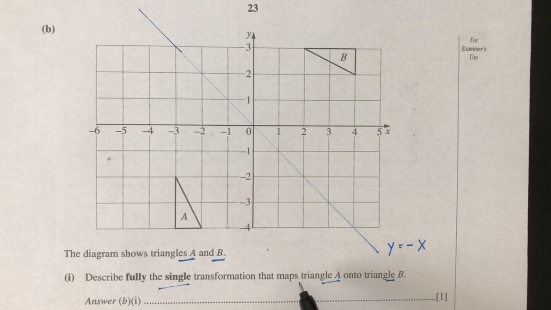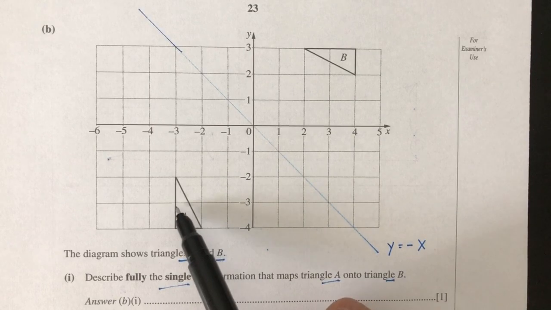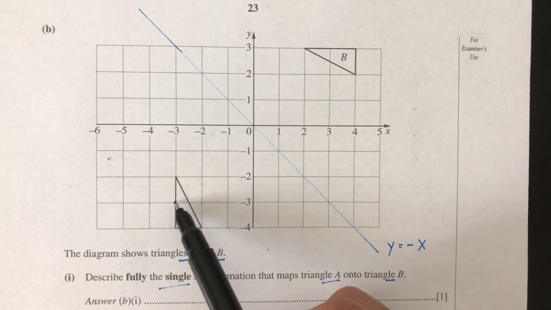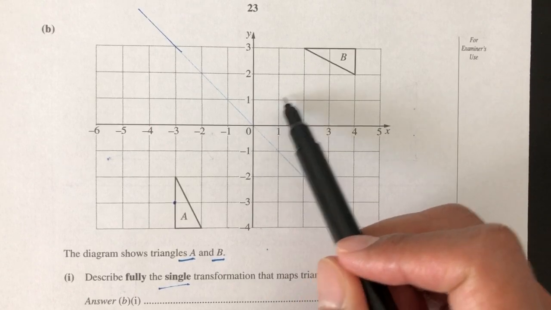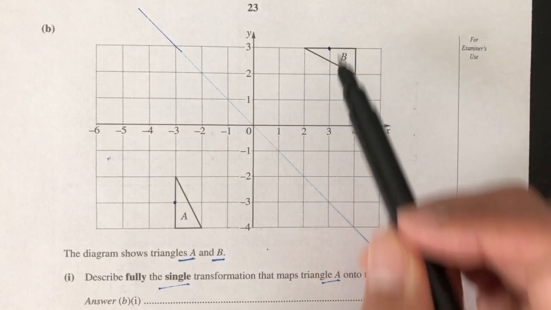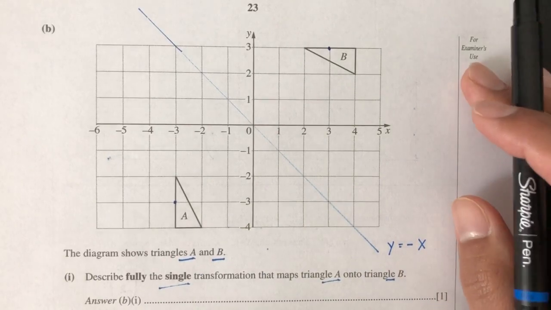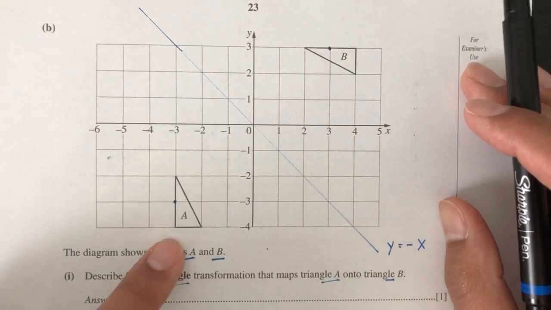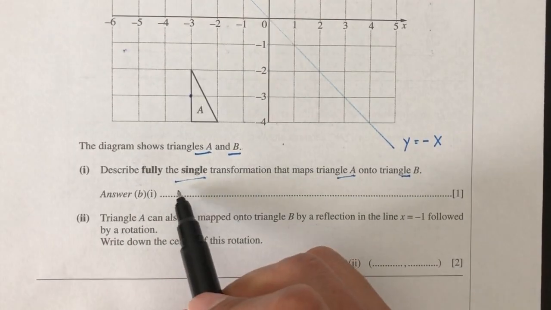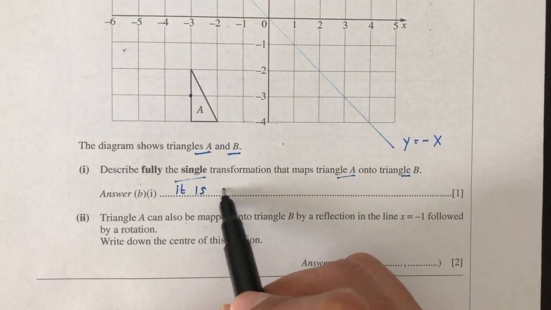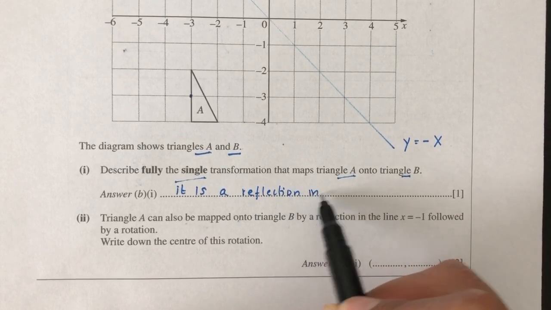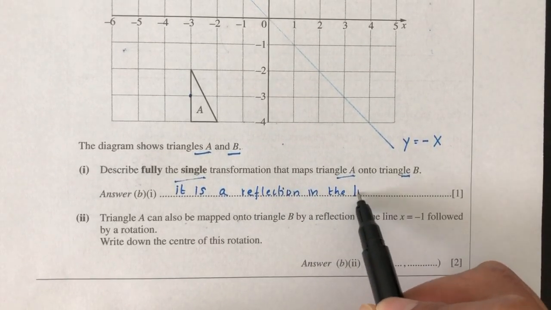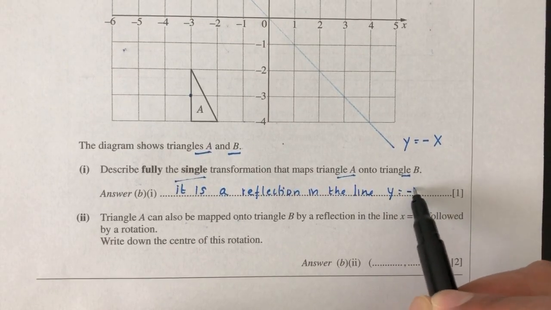So we can test by, let's say we want this point. If you move 1, 2, 3, and 1, 2, 3, it goes to the same position. So in this case, it will be a reflection in this line. So you would say it is a reflection in the line y equals minus x.